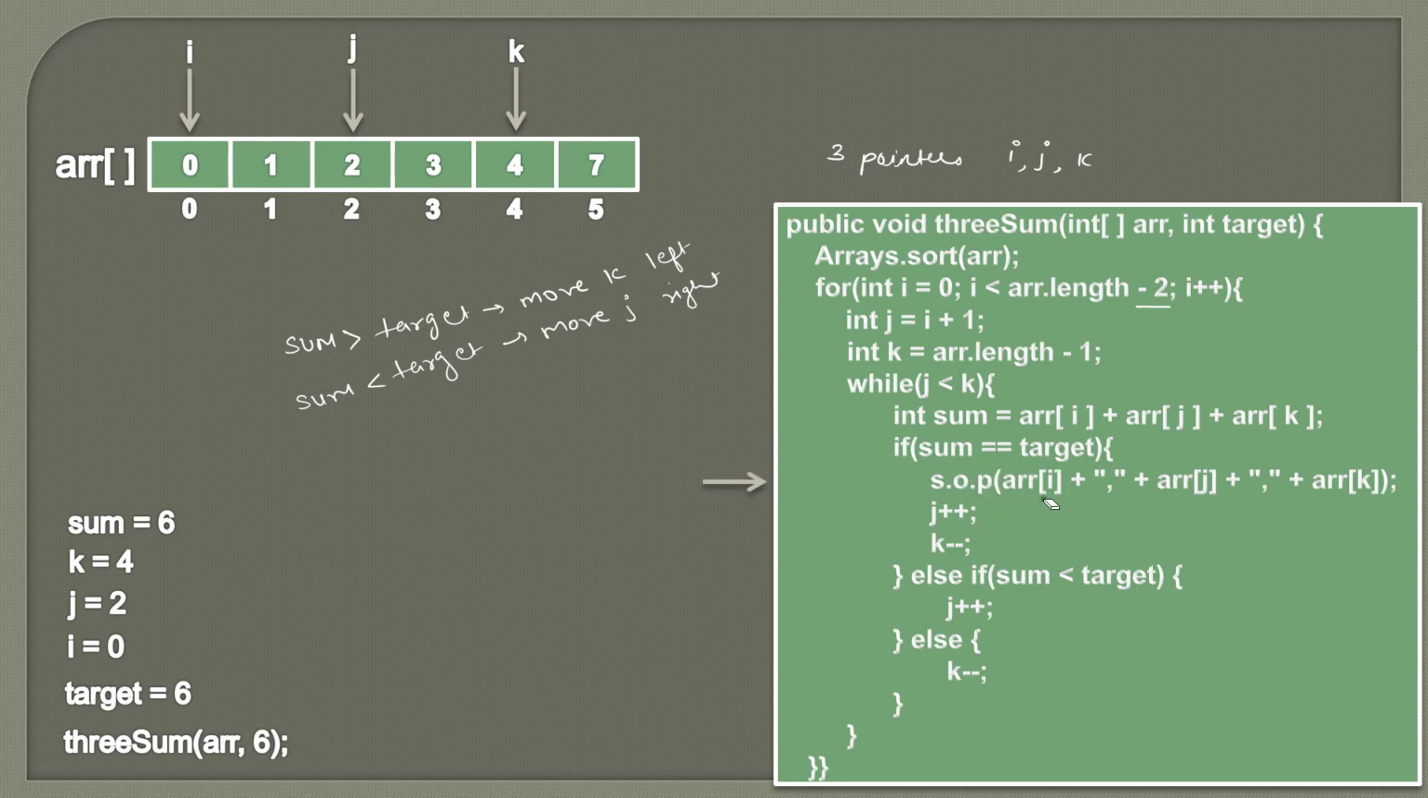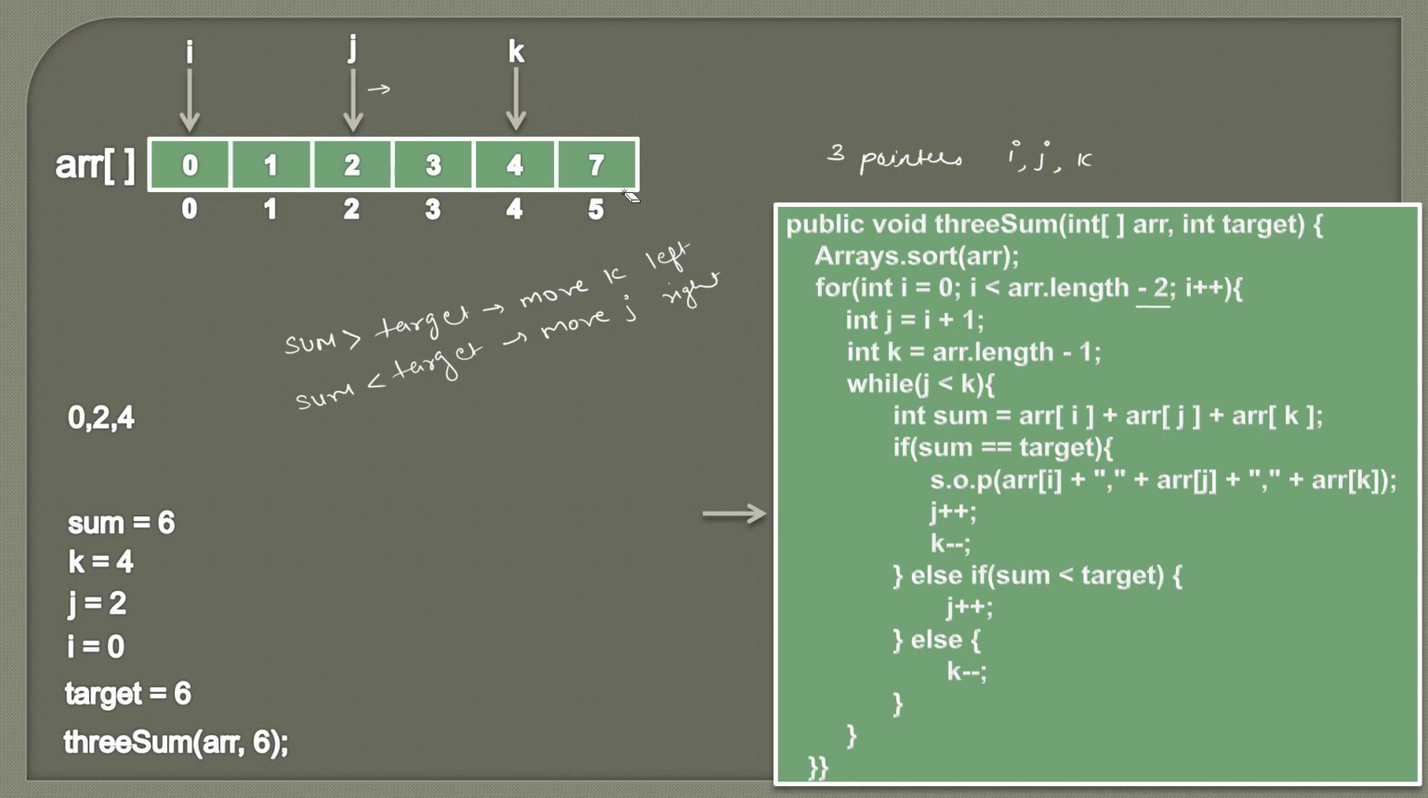So we are simply printing the value at ith index, jth index and kth index on the console. So it will print 0, 2, 4. And as i is fixed, j value is used up, k value is used up. So here what we do is we increment j and we decrement k, because 0, 2, 4 is already found. If we only increment j, it will come to this position. So 0 plus 3 plus 4 will never give us a sum of 6, because 0, 2, 4 has already given us the sum of 6.